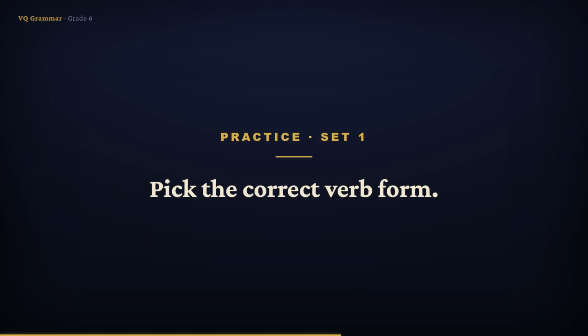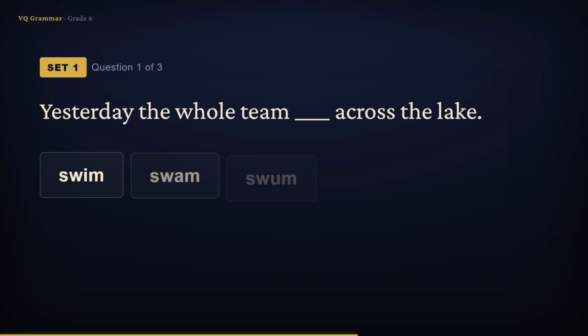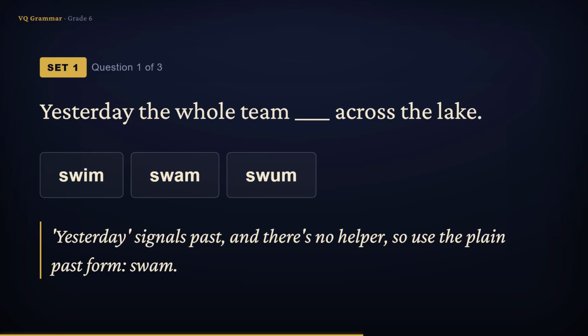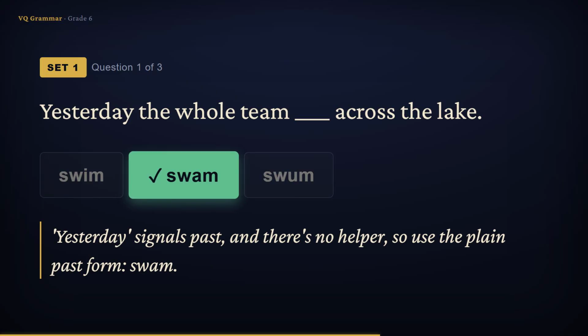Time for our first set of practice. I'll give you a sentence with a choice of verb forms. Read it, decide which form fits, and remember your 3 questions. Pause the video and try each one before I reveal the answer. Yesterday, the whole team blank across the lake. The word yesterday tells us this is past. There's no helper here, so we want the plain past form of swim, which is swam. Not swum, because swum is the past participle that needs a helper. So the answer is swam.